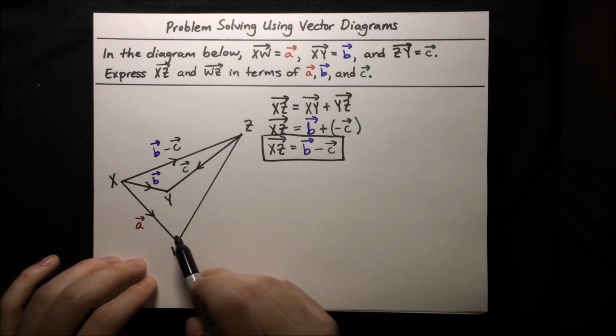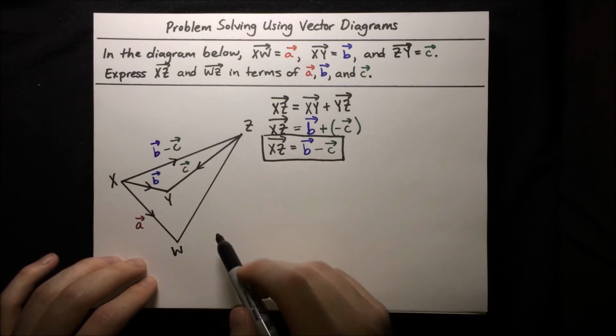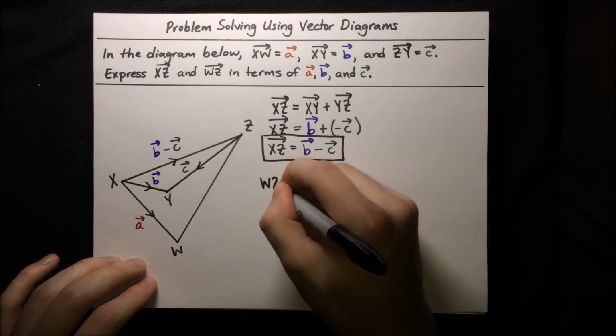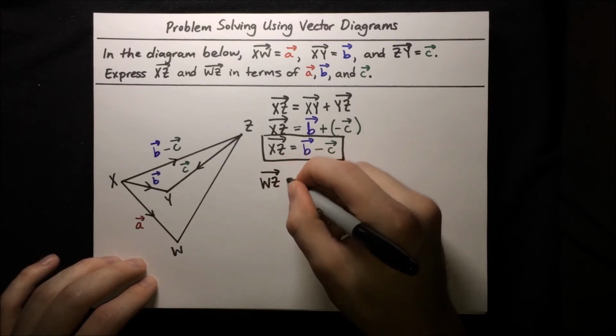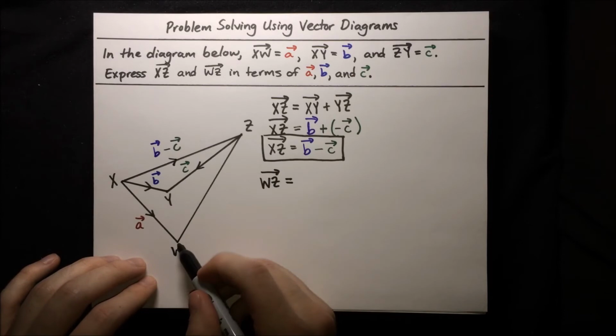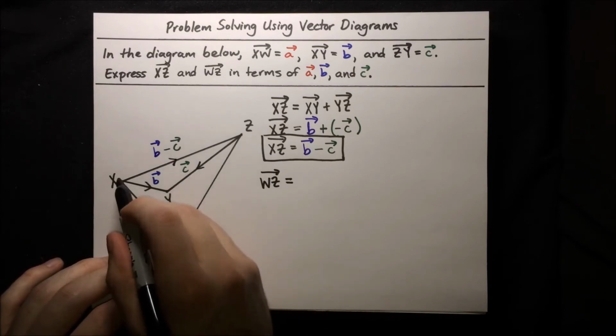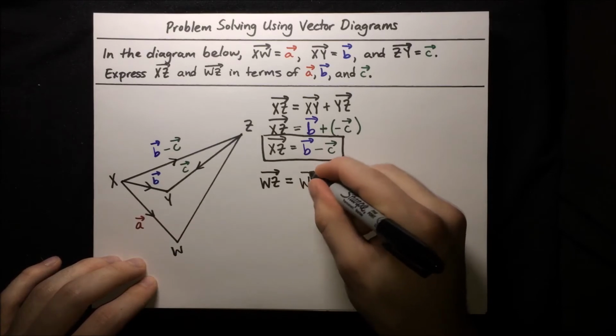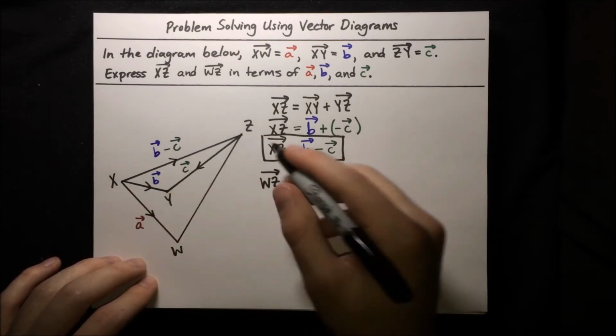So we can do a similar thing here. We know two of the sides. We're looking for what is the third side. So let's just use the triangle law again. So let's write wz, that's the vector that we want to find, and that's equal to, well, we can just go from w to x and then x to z. So that's equal to the vector wx plus the vector xz.